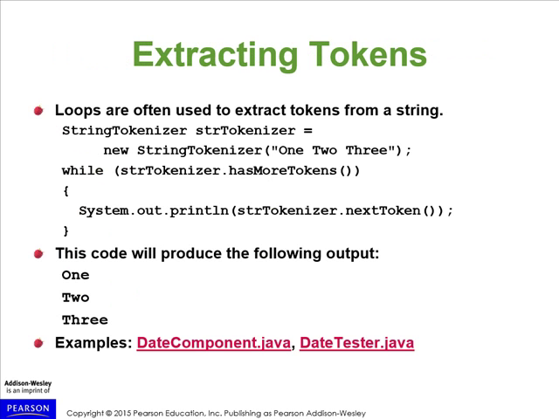So notice what they've done here. They create a StringTokenizer, and it's got 1, 2, 3 in it. What this is going to do is, as long as I have more tokens, print it out. So it says 1, yep, there's another one. 2, yep, there's another one. 3, no, there aren't any more, so I'm done.